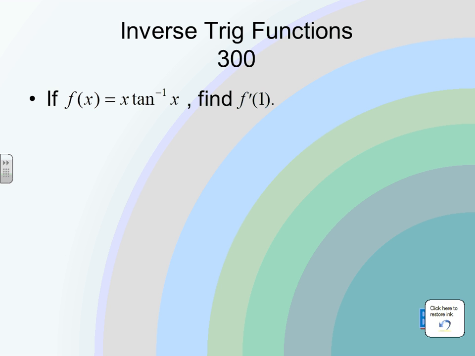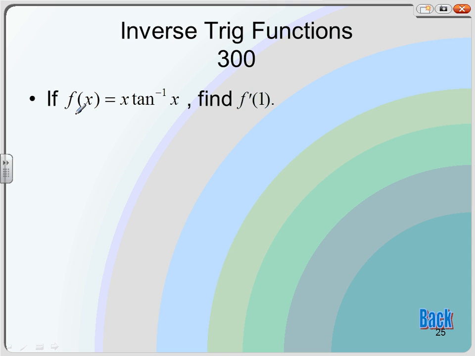All right, next up. It says if f of x equals x times inverse tangent of x, find f prime of 1. This is using the other formula. So for f prime of x, I'm going to do the product rule: first times derivative of the second, which is what I told you that you needed to know, plus first times the second normal.